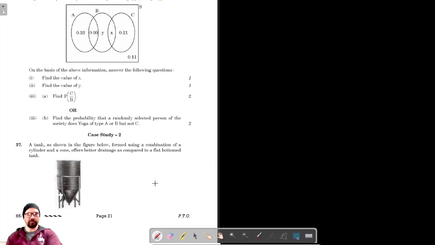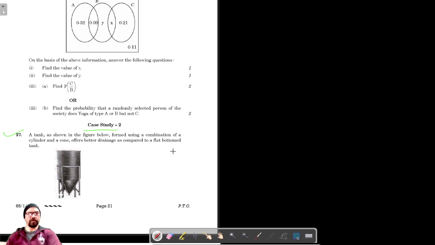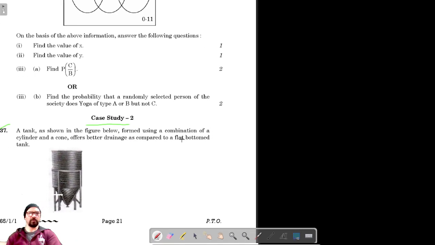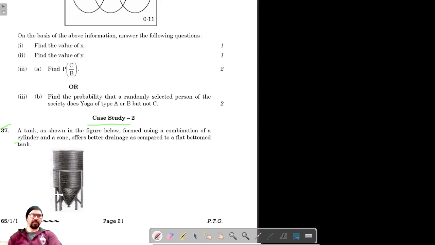Now our next question is question number 37, case study 2 of 4 marks each. We are given a tank as shown in the figure, formed using a combination of a cylinder and a cone. This is the shape of the tank because it offers better drainage as compared to a flat-bottomed tank. It's obviously easy to clean at the bottom because it's a cone.